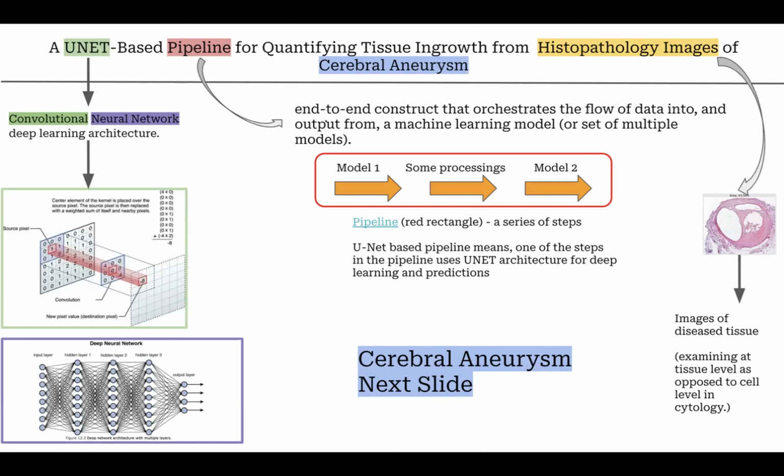And pipeline in machine learning means an end-to-end construct that consists of one or multiple machine learning models. For example, in this flowchart, the red rectangle represents a pipeline, and the arrow can be a model or some other post-processing step or any kind of step. So the whole rectangle represents a pipeline, and each arrow is a machine learning model or some other step. And for histopathological images, here is one example of a histopathology image from cerebral aneurysm.